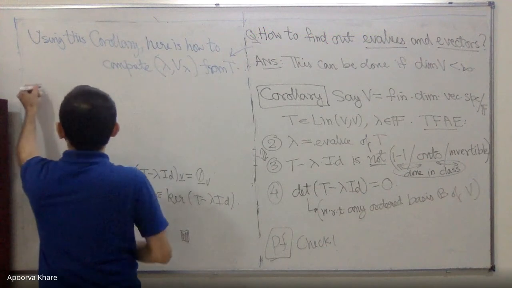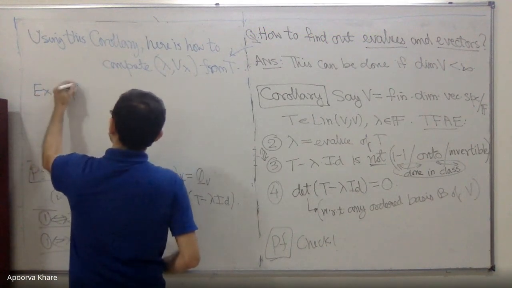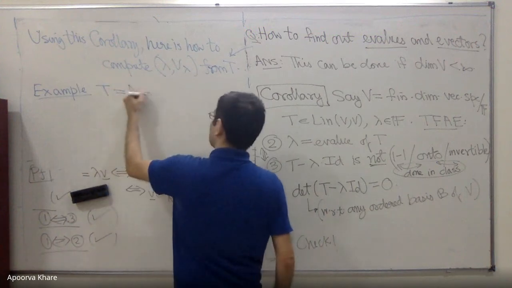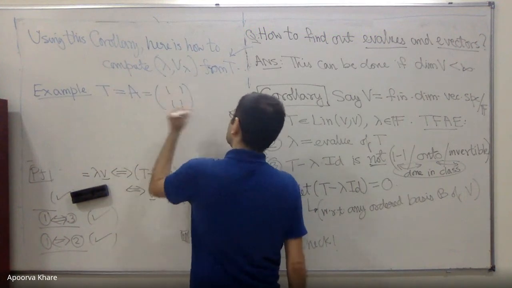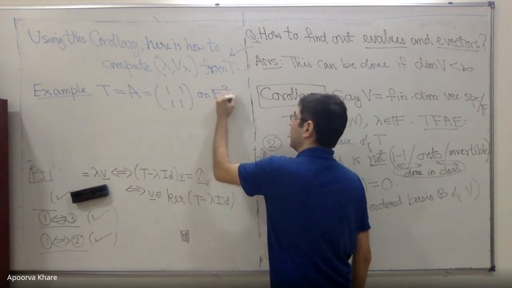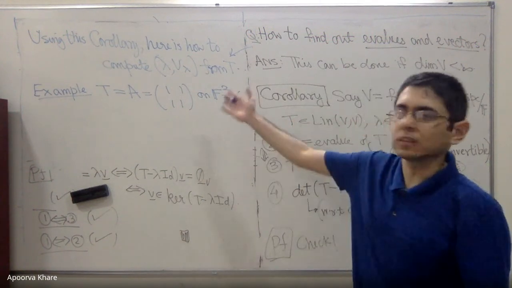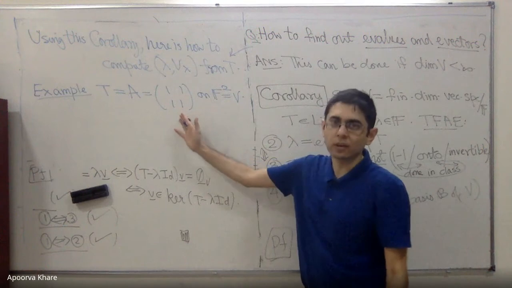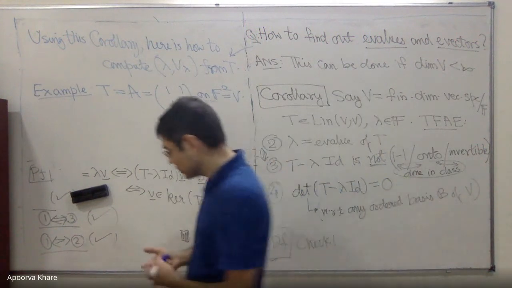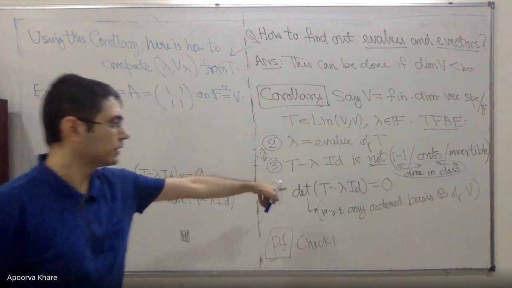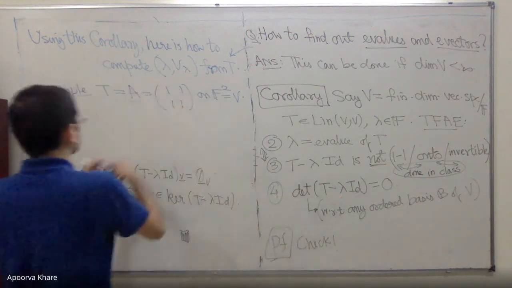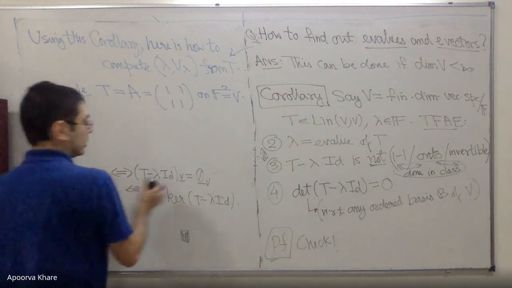So, example: let's just say T equals A equals [[1, 1], [1, 1]] on F2. So this is equal to V. So N equals 2, V equals F2, and T with respect to the standard basis is this matrix. How do you calculate this thing? Well, what you do is very simple. You want to say the determinant of T minus lambda identity is 0, where lambda is a scalar. Let's calculate that.